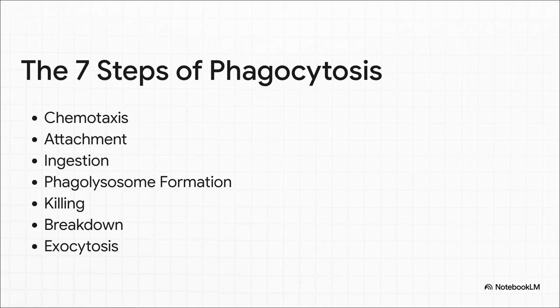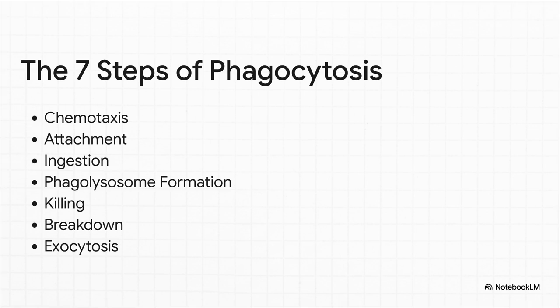Step 4 is phagolysosome formation. Inside the cell, the phagosome moves deeper and fuses with another organelle called a lysosome. Now, a lysosome is basically a bag full of potent digestive enzymes. When they fuse, they create a new compartment, the phagolysosome. This fusion kicks off step 5, intracellular killing.